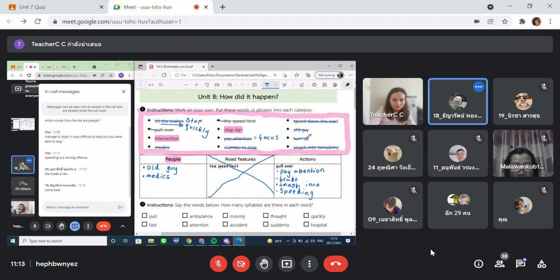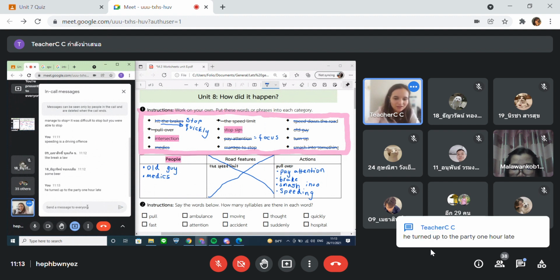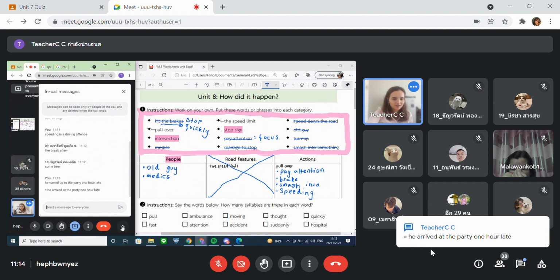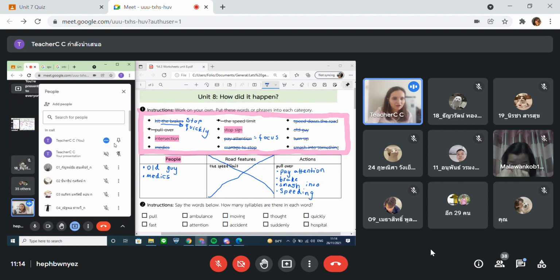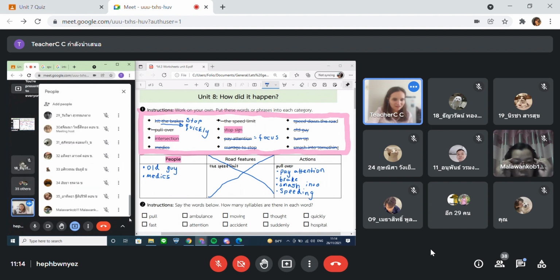Back to? He turned up to the party 1 hour late equals he went or he arrived. Does that make sense? So to turn up somewhere means to go somewhere. Then you go to that place or you arrive at that place. Class, does that make sense?